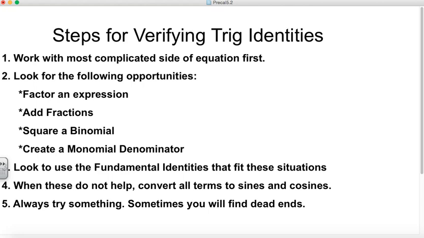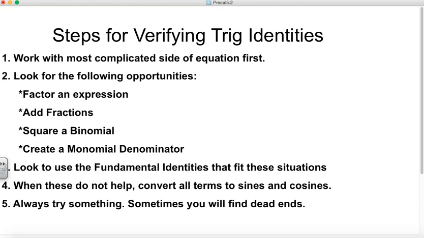So some steps right here. Again, this is kind of an ambiguous process. It's not really a set step-by-step way of doing things, but these are ideas, things you can look for. So first, always work with the most complicated side of the equation first. Try to change the more complicated side into the simplest side.